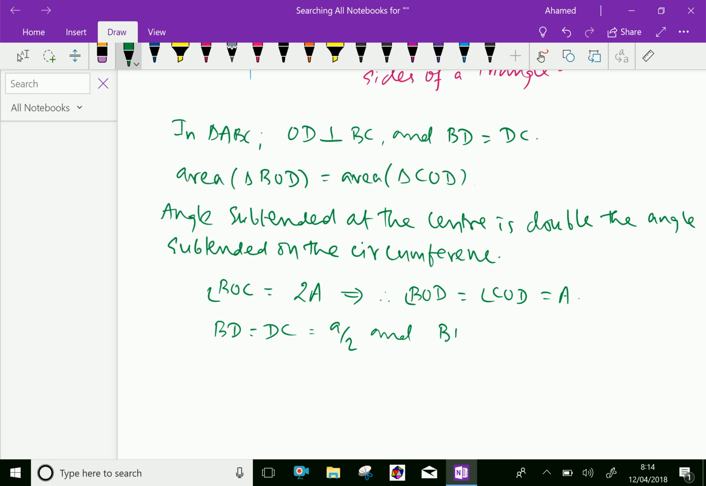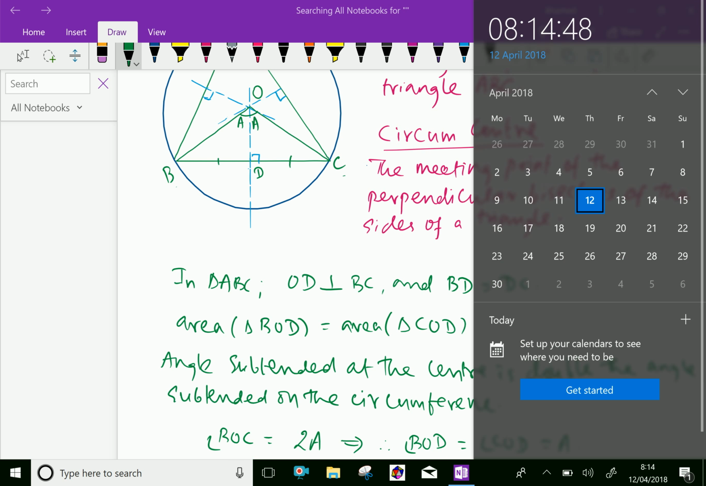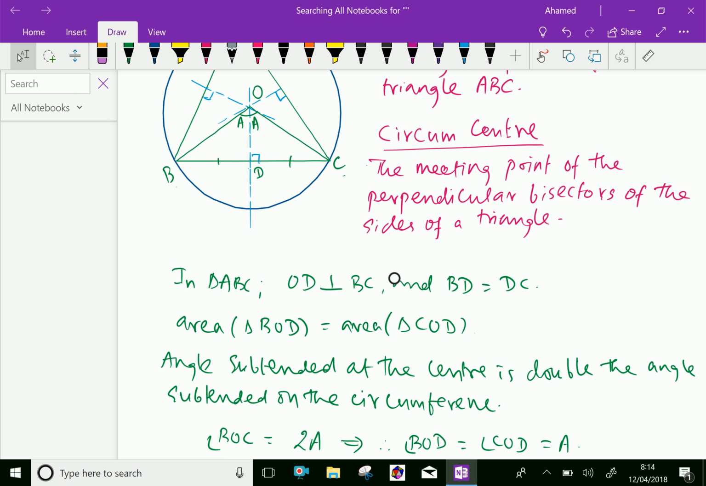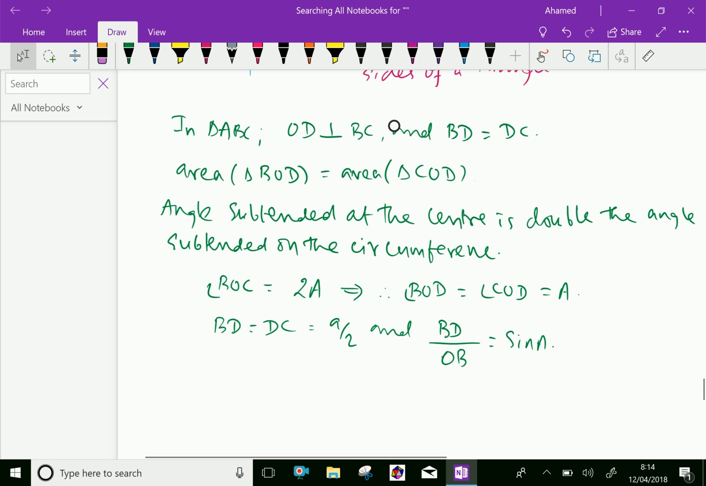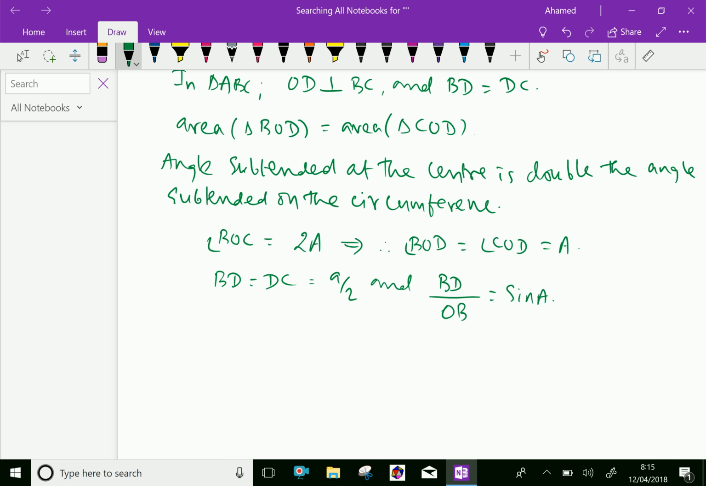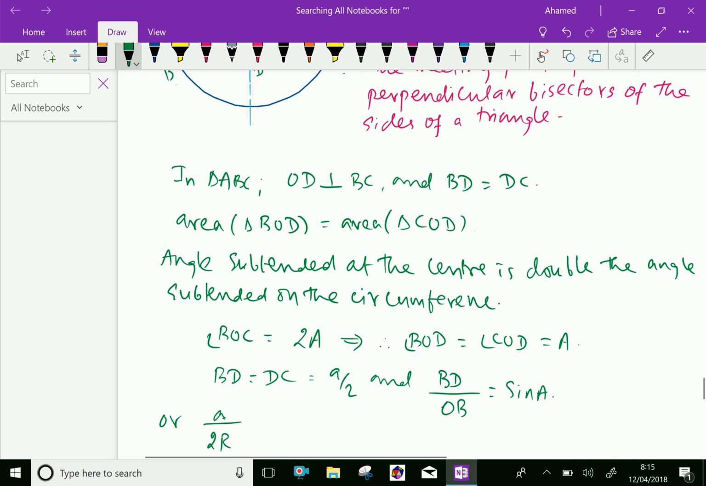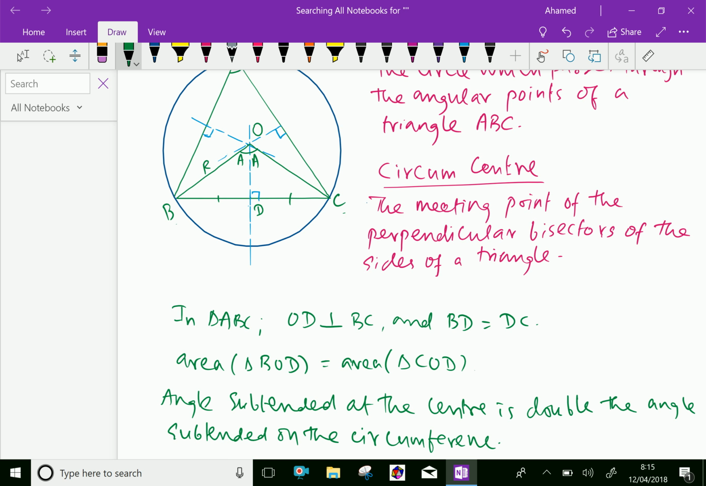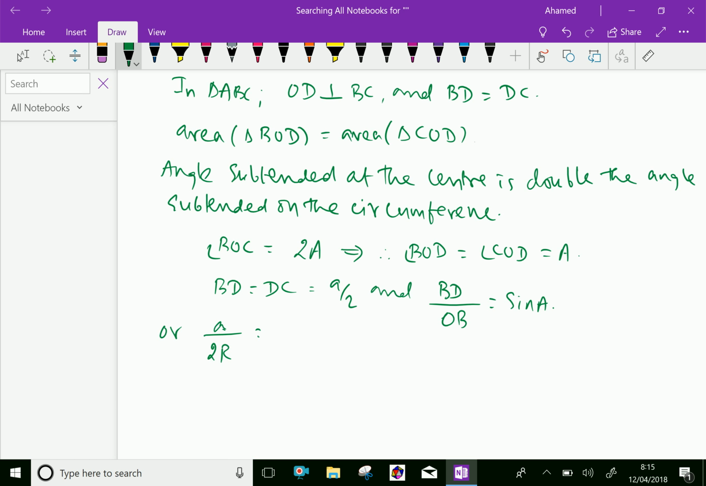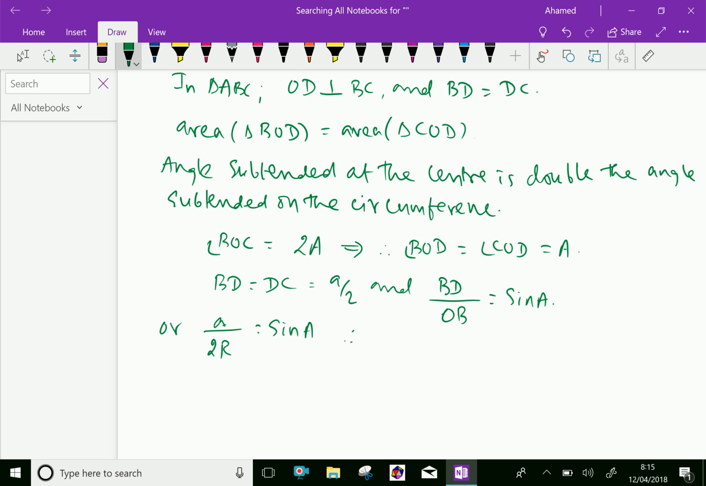We can say BD by OB equals sin A. In triangle BOD, BD over OB is sin A, or we can say the relation is a by 2R. Here, suppose OB is R, the radius of the circumcircle. So a by 2R equals sin A. Therefore, by cross multiplying and rearranging, a by sin A equals 2R.